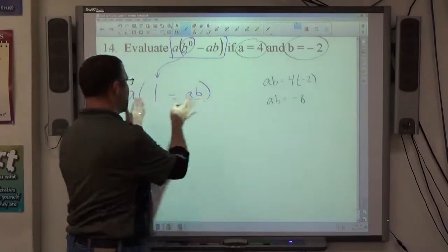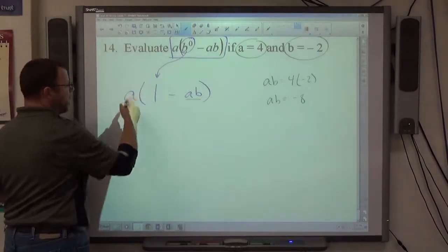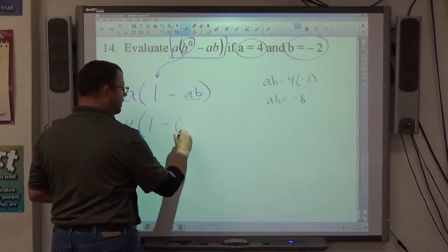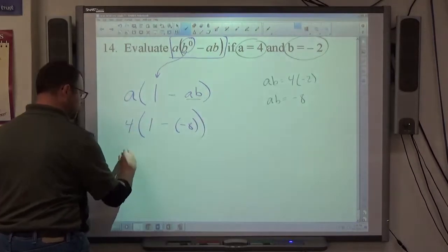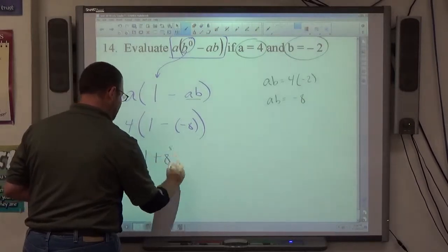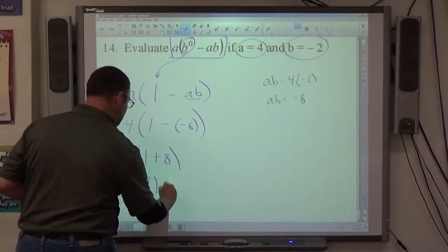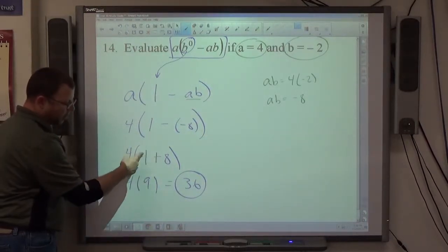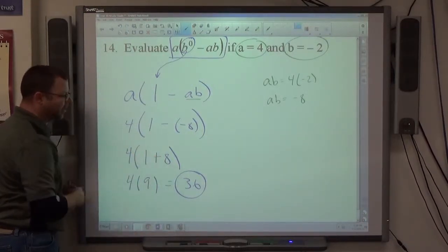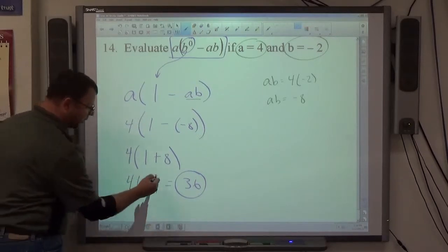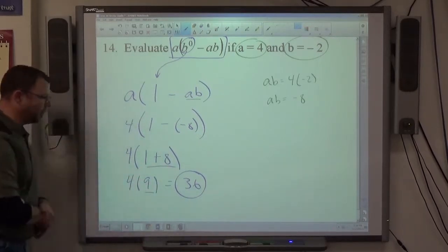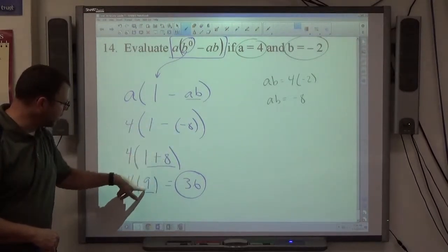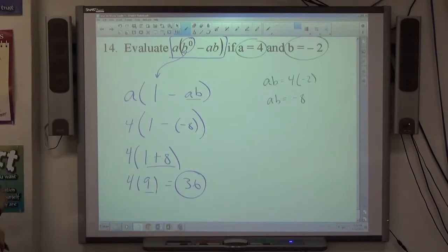So if I come over here and I'm going to try and evaluate this thing, a, which is 4, is being multiplied by 1 minus AB, which makes 4 times 1 plus 8, which makes 4 times 9, which is 36. Some of you still want to do distributive property. 4 times 1 is 4, 4 times 8 is 32, then add it together. Go ahead if you want to. I never found it easier than just, if you can add stuff, go ahead and add them. Minus minus makes a plus, they're the same sign, so I added. 9 times 4 is 36, I'm done with the problem.